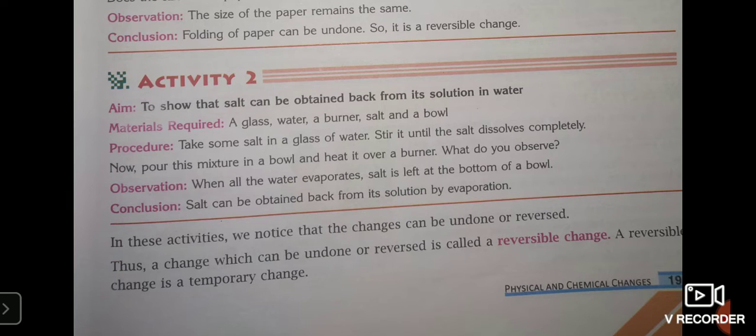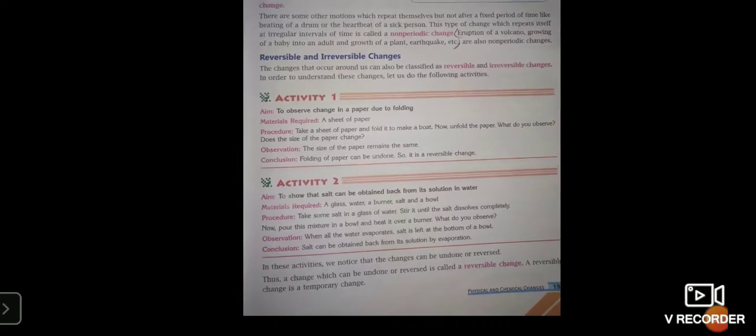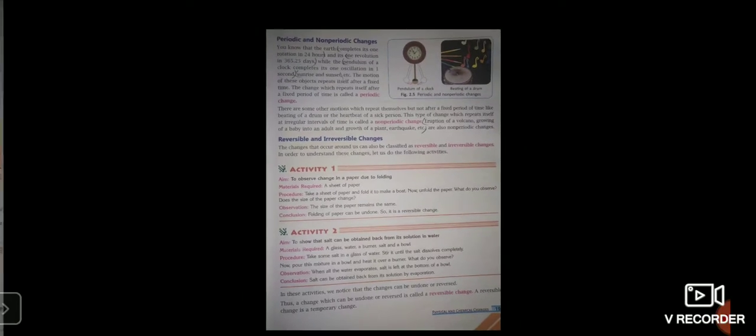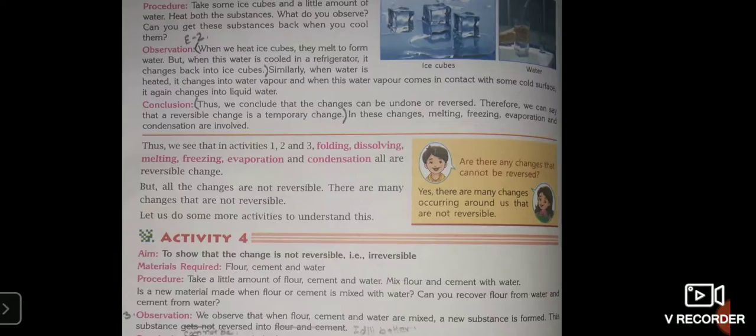In this activity, we notice that the change can be undone or reversed. Thus, a change which can be undone or reversed is called a reversible change. A reversible change is a temporary change because by altering the condition, you can go ahead and alter the state of substance.